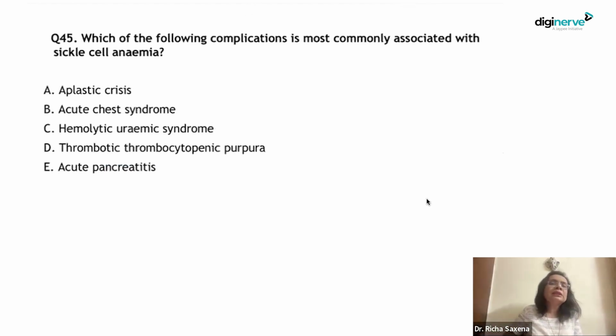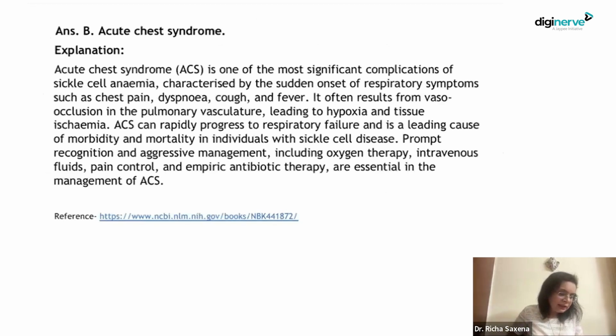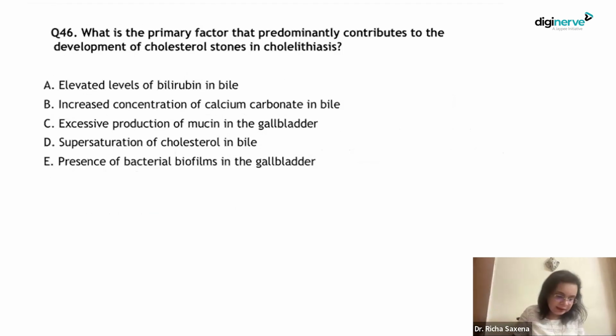Which of the following complications is most commonly associated with sickle cell anemia? Sickle cell anemia can result in sickling crisis. So sickling crisis can precipitate, yes, acute chest syndrome. That is probably because there is some occlusion occurring in the pulmonary vasculature, and this may result in hypoxia and tissue ischemia. And this may result in respiratory failure, and this is a leading cause of morbidity and mortality among women with sickle cell disease.